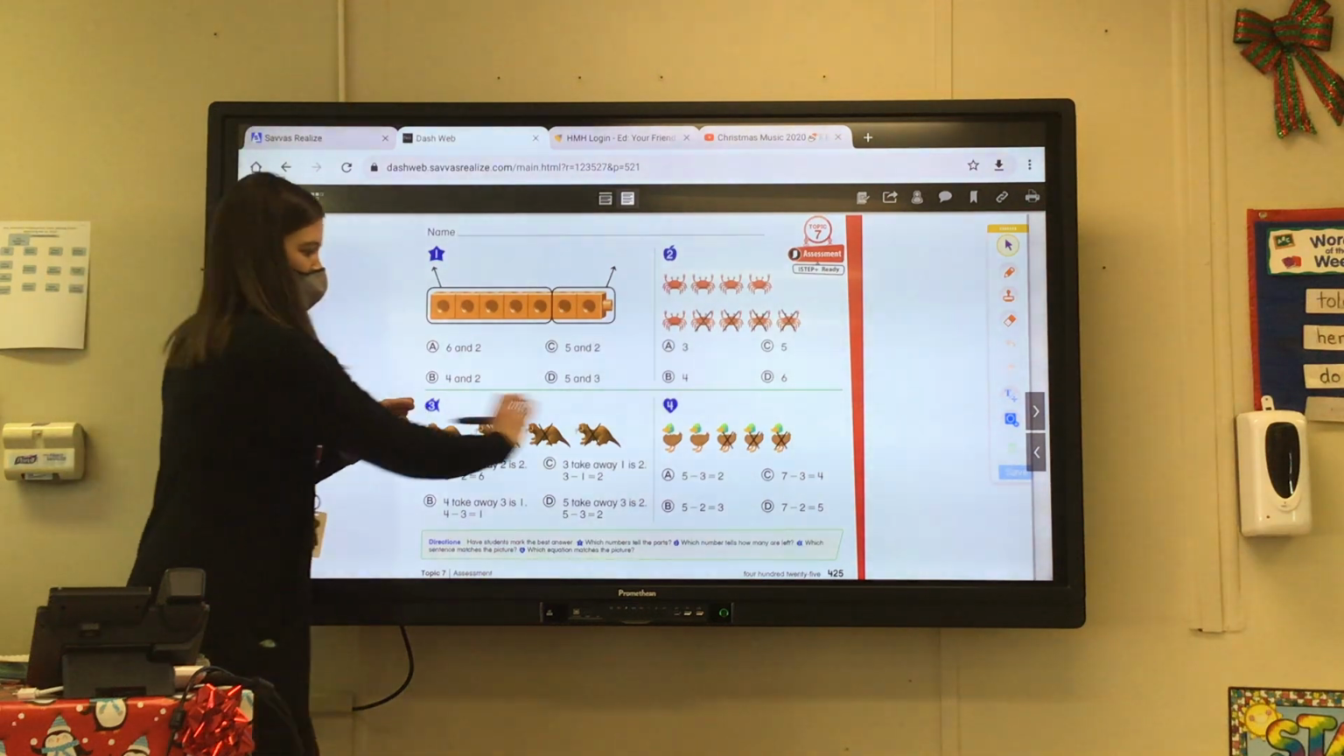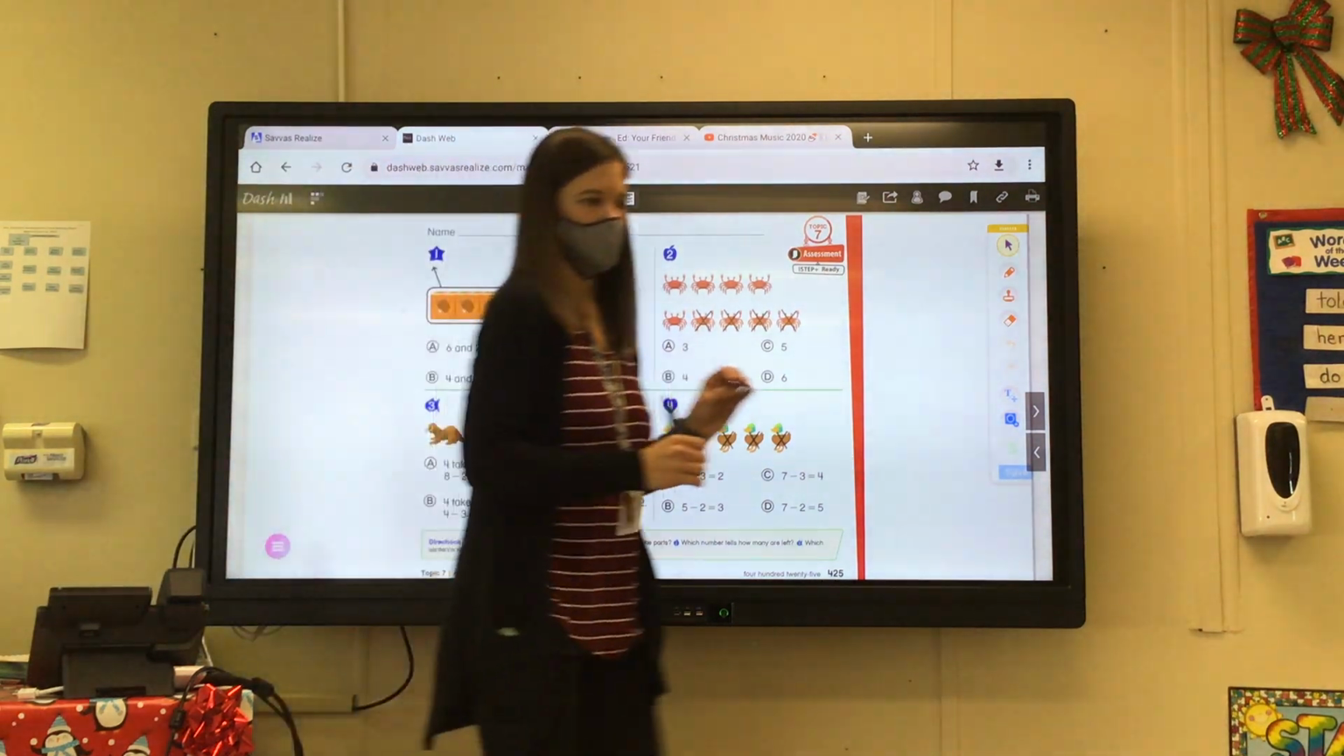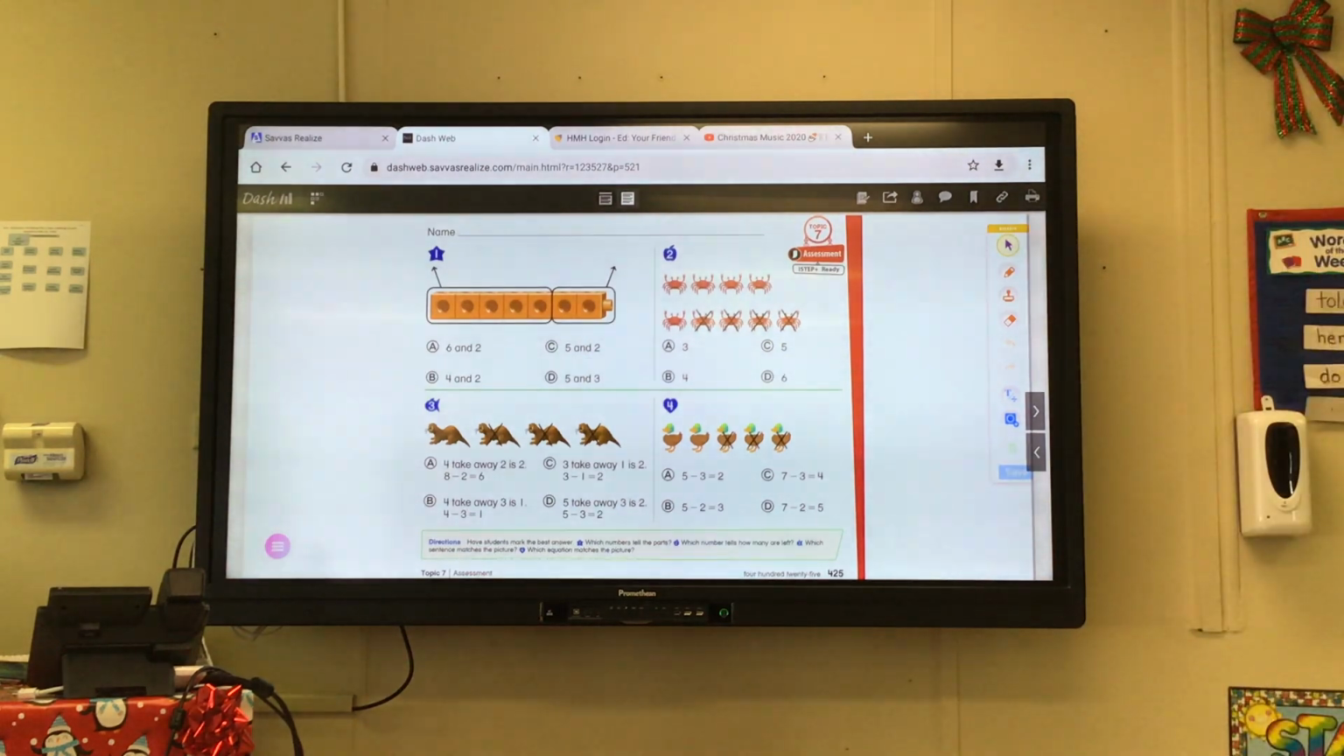So think about which one is being shown here in the picture. How many take away what is what? What would you say if you look at it? Think about how many otters there were to begin with, how many have X's on them, and how many are left. That will help you figure out which one is the right one. Good job.